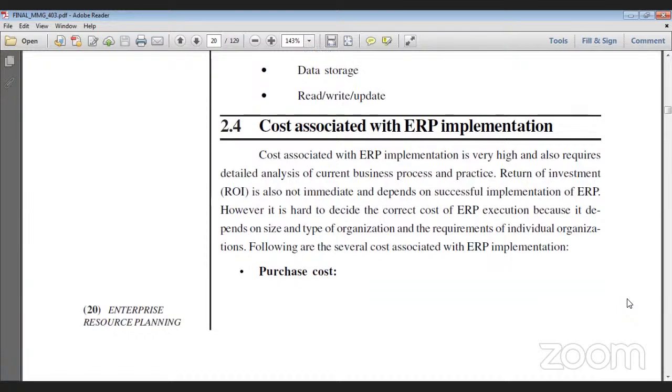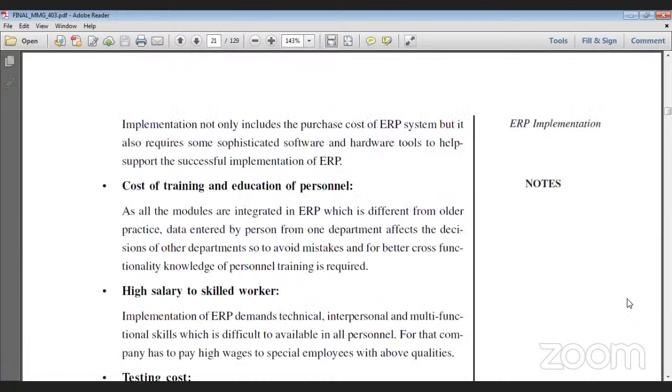The first one is the purchase cost. Implementation not only includes the purchase cost of the ERP system, but also requires some sophisticated software and hardware tools to support successful implementation of ERP.